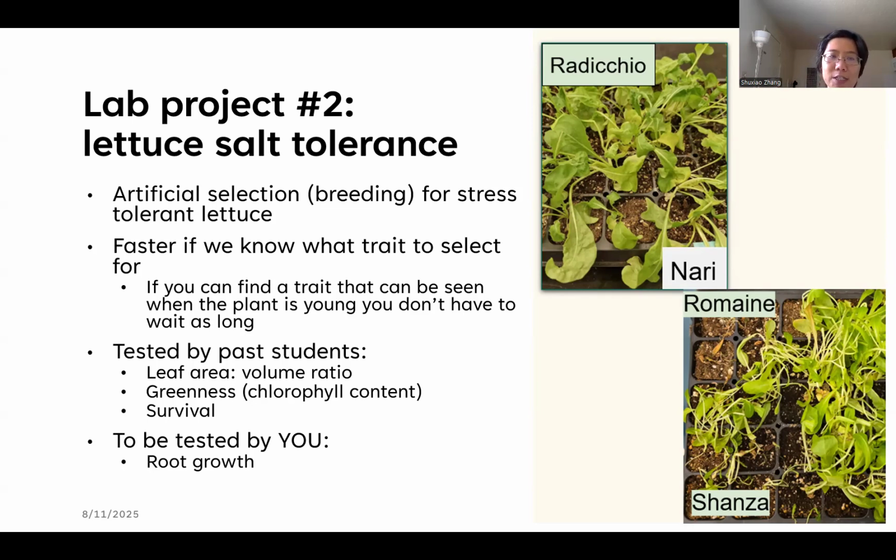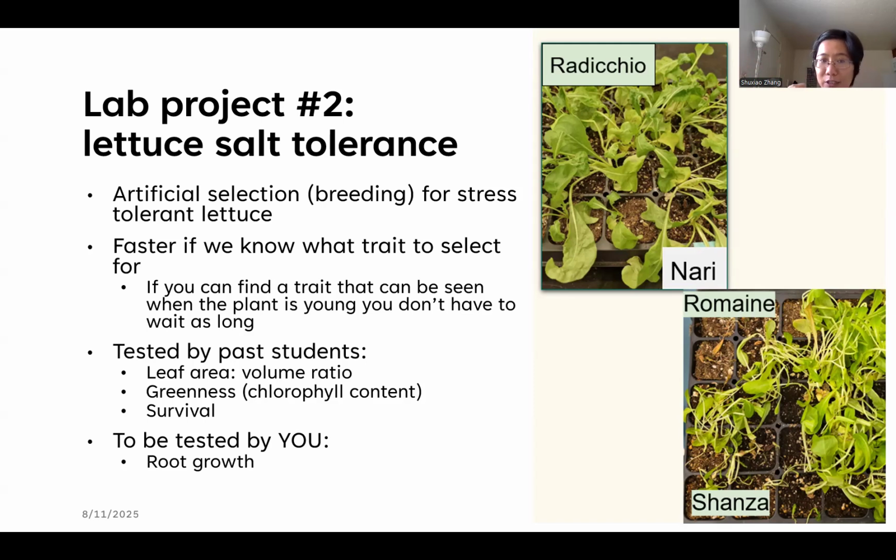And this project gets into artificial selection for stress tolerance in lettuce and other salad greens. Breeding for tolerance will be faster if we know what traits to select for, right? So if you can find a trait that can be seen when the plant is super young, like 2 to 3 weeks old, you don't have to wait as long and grow up all these plants. You can just grow up the few plants that have these traits and wait for their seeds. So it makes it faster and it saves money in terms of the resources it takes to grow these plants.